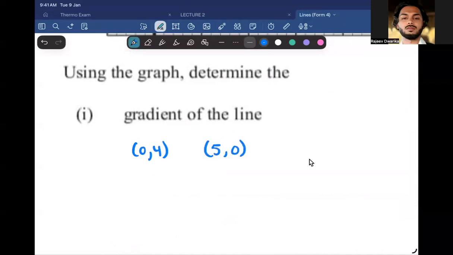Which one do you want to call the first point, and which one the second point? 0, 4 could be the first point. If it's the first point, we label it x1, y1, and we label the other one x2, y2. You okay with that? Yep. What's the formula I'm going to use to find the gradient of the line?